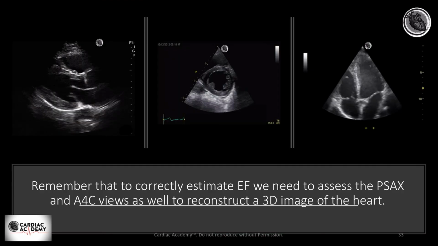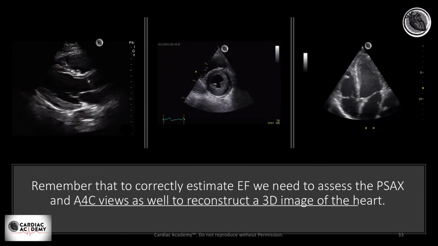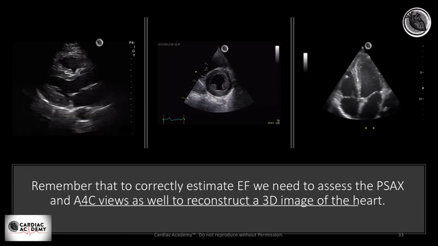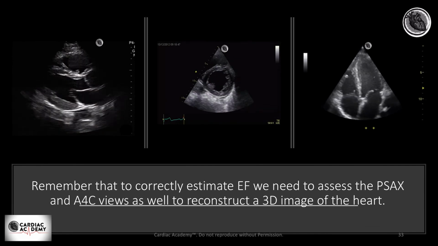All right. And just like we said, remember, it's not enough to look at a single view and conclude that you have a poor ejection fraction. You should look at least 3 different views so you can assess a 3-dimensional structure, okay?